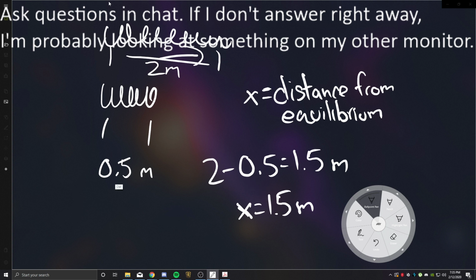I didn't want to use 1 meter there because 2 minus 1 would be 1, and maybe some people would get confused about what x meant. Am I talking about the length of the spring or the difference? That's why I changed it to 0.5. I foresaw difficulties.